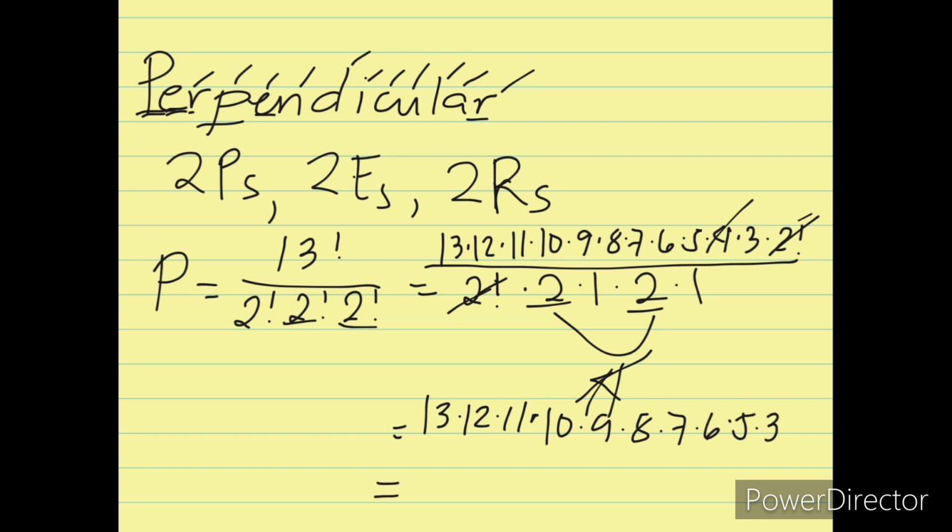And get the product of those numbers. We have 778,377,600. So that's the total number of permutations in the word perpendicular. So that's how to solve permutations with repetition.